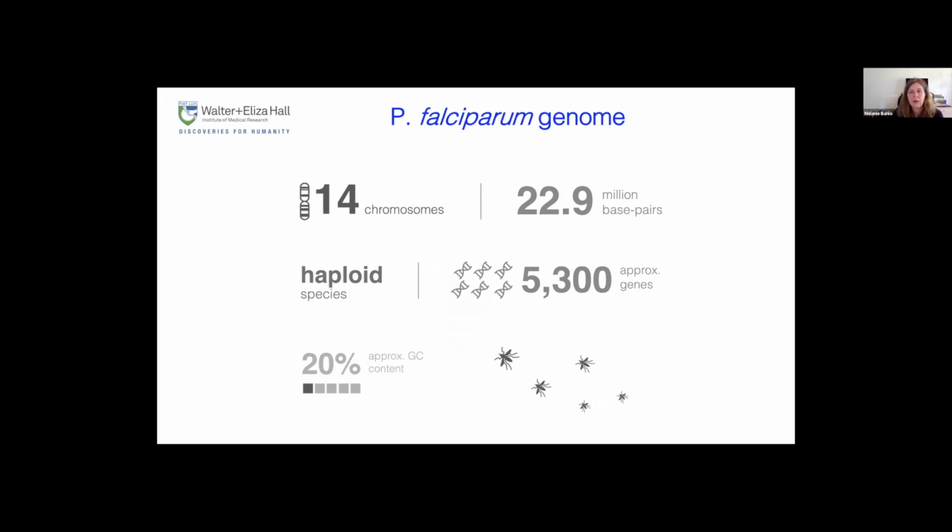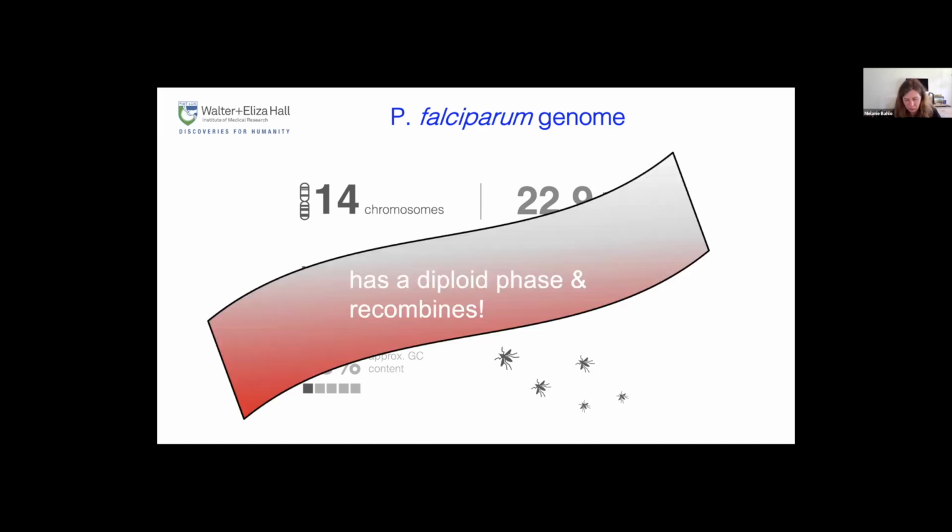So the falciparum genome has a predominantly haploid life cycle. It's got about 5,300 genes. The genome is much, much smaller than the human genome, about 1/100th of the size, with 14 chromosomes. It's got a nasty low GC content, so a very AT-rich genome, but it still works for what we're about to do. You can still do many things with it. The important thing for our relatedness story is that it has a diploid phase and it recombines.